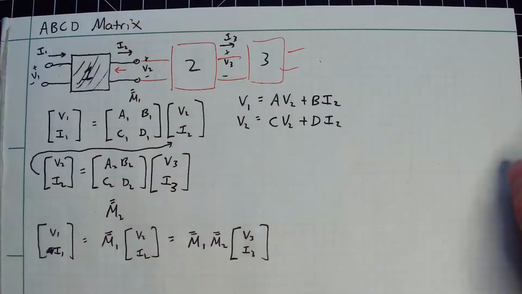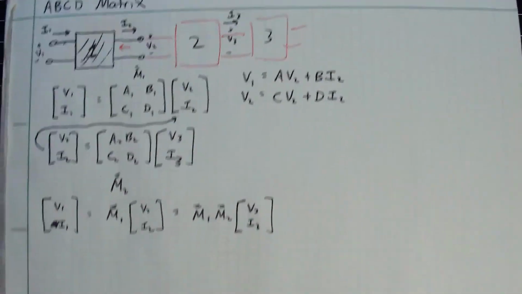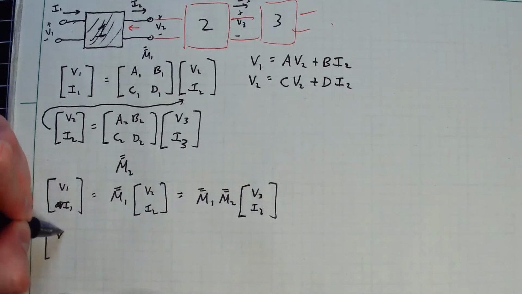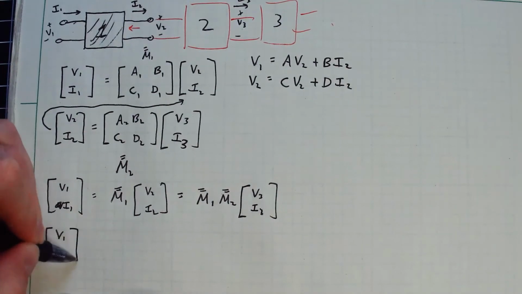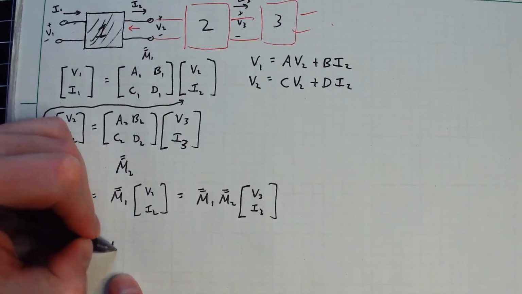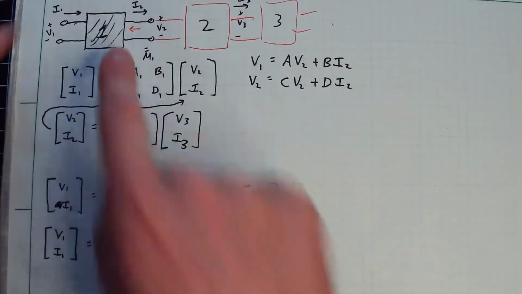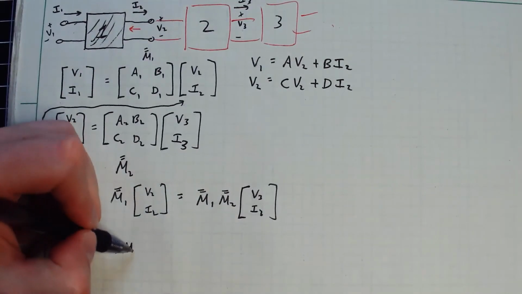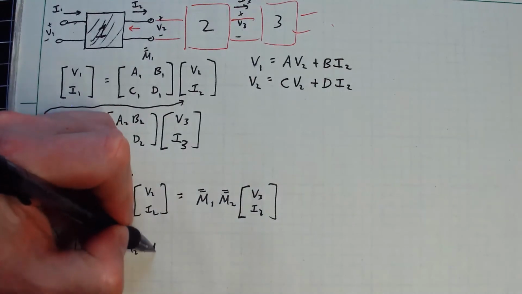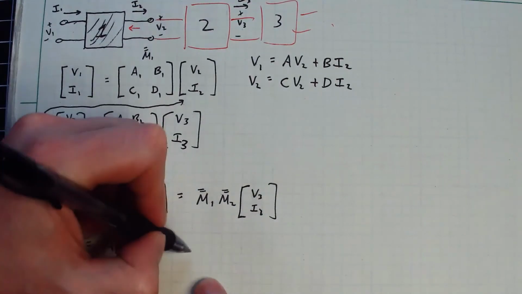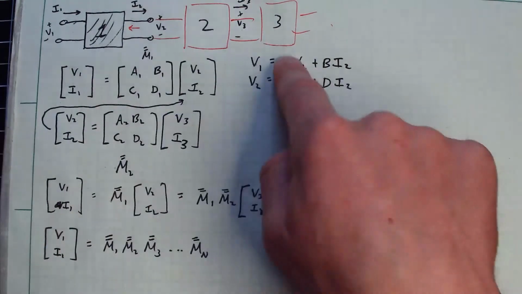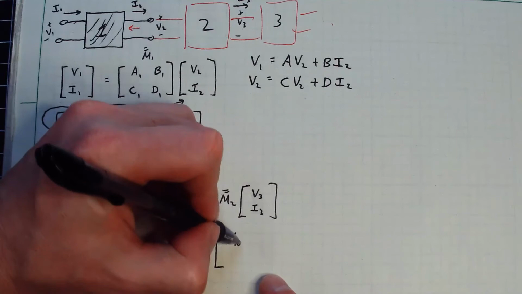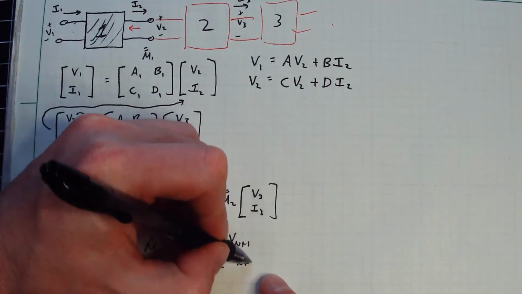So if I add a third and a fourth and a fifth and all the way out to n, you just get this multiplication of these matrices, right? So I can more generally write something like this, where I would say V1, I1 is just going to be M1, matrix 1, for this little ABCD network here. And then that feeds into the next, which will be M2, which feeds into the next, M3, dot, dot, dot, M sub n. So there's n of these boxes here. And then the output will just be V sub n plus 1, I sub n plus 1.